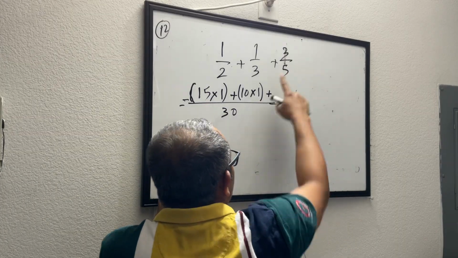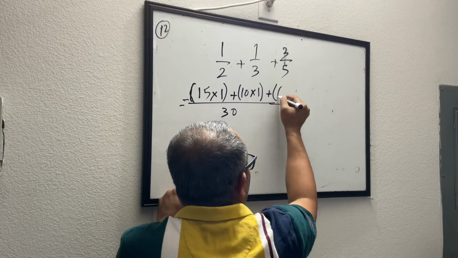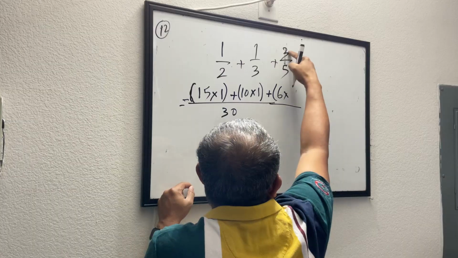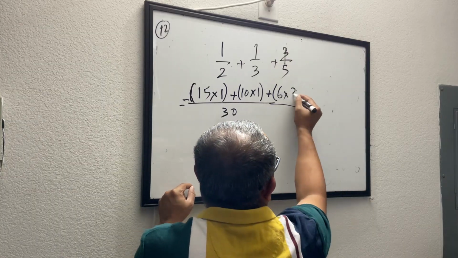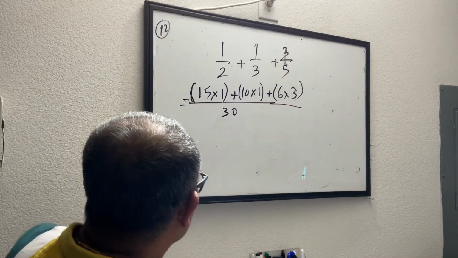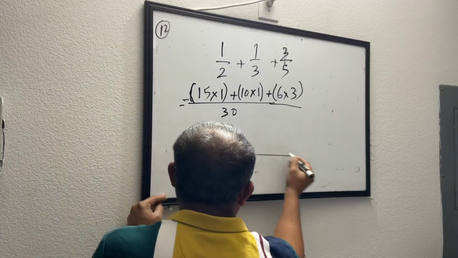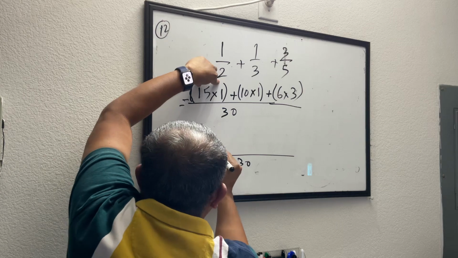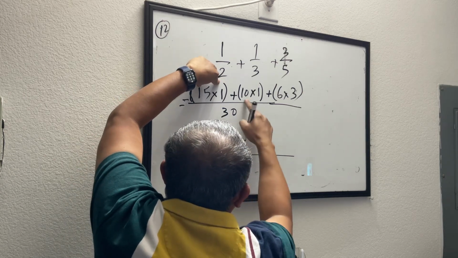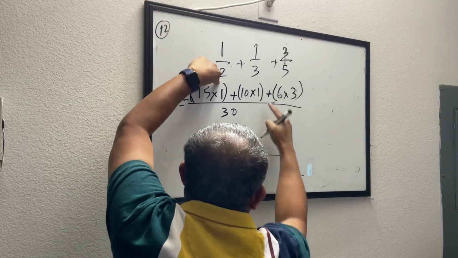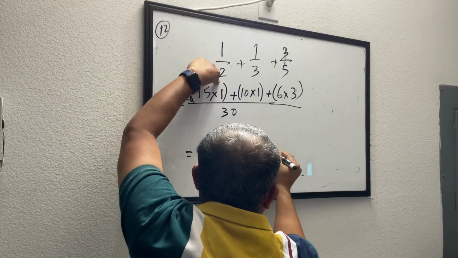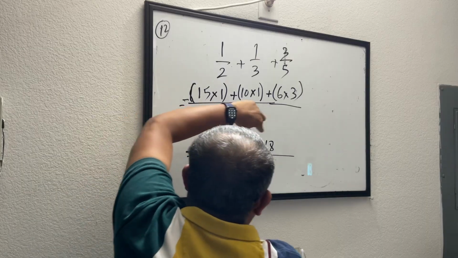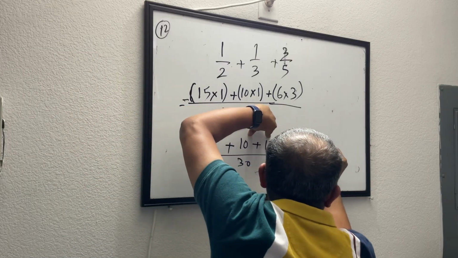How many times 5 will give me 30? 6. I wrote 6. And then multiply that with whatever we have in the numerator. How much is the numerator? 3. So my story continues. Whatever I have in the denominator, I am not touching it. 15 times 1 is 15, plus 10 times 1 is 10, plus 18. 15 plus 10 is 25, plus 18 is 43. 43 over 30.